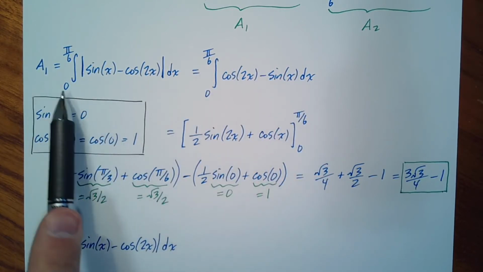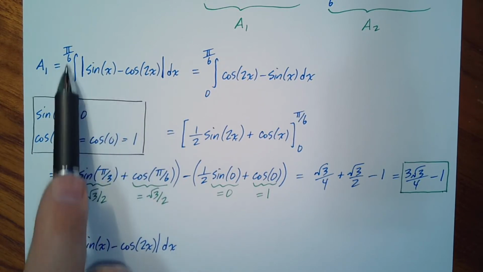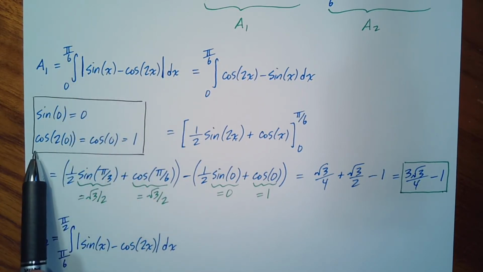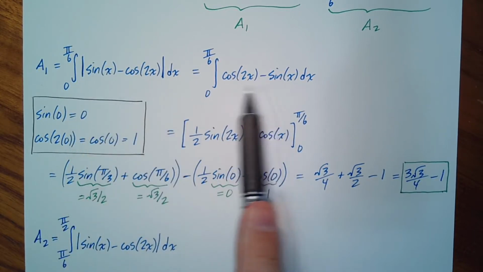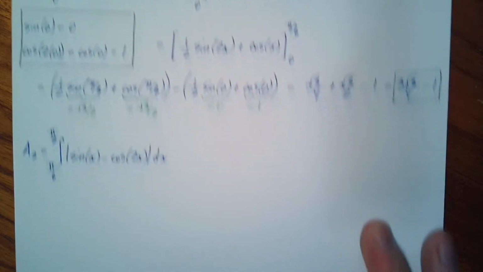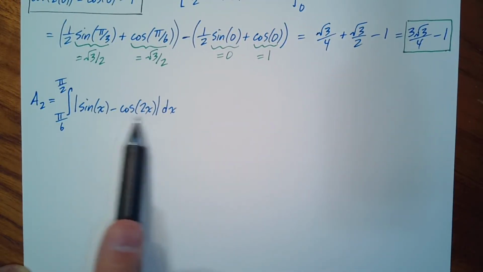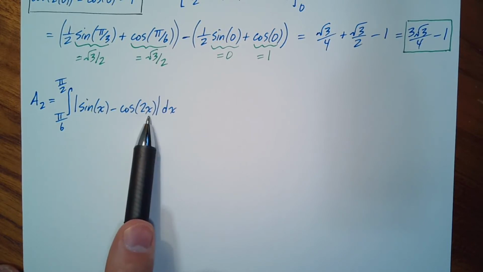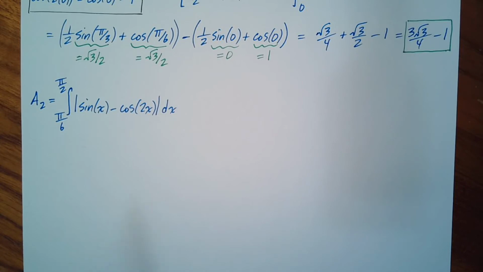In this case, since cos of 2x was actually the larger of the two functions on the interval 0 to pi over 6, and we checked that down here by using a single test point, 0, it turned out that those absolute value signs had the effect of changing the order of subtraction. Now, what's going to happen down here? Either the same thing, maybe the cosine of 2x is the bigger function here as well, or maybe sine of x is the bigger function. If sine of x is the bigger function, then those absolute value signs do nothing and we can discard them.